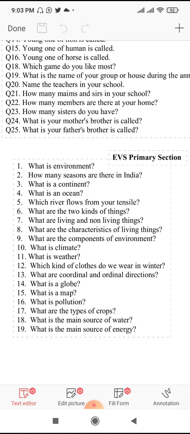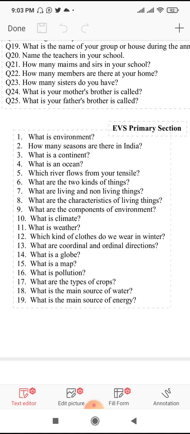What is a globe? A small spherical model of the earth. What is a map? Sorry, what is the map? A map is a drawing on a flat surface. What is a pollution? Okay, what are the types of crops? There are the two types of the crops: rabi crops and kharif crops, jet crops and cash crops. What is the main source of the water? The rain is the main source of the water.